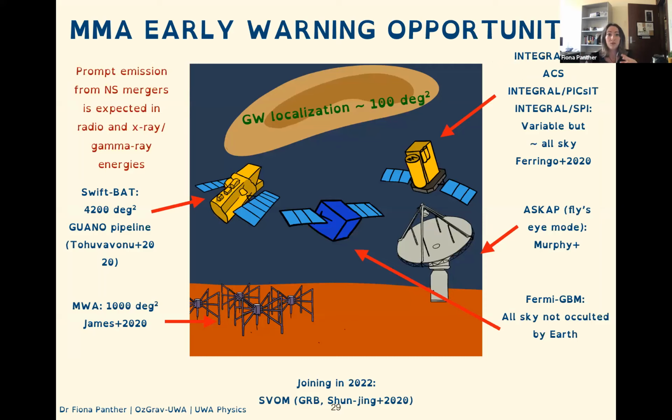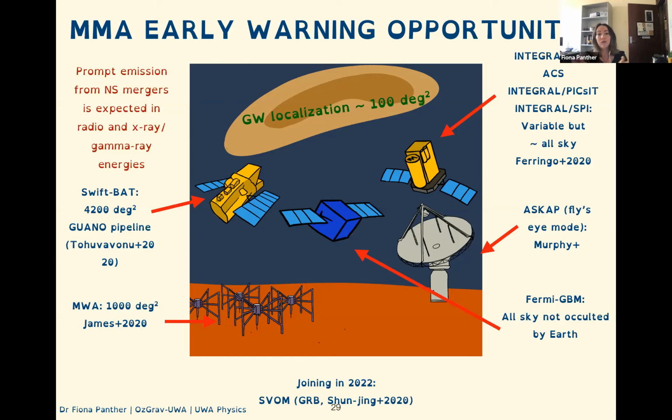The prompt emission from a neutron star merger is expected in radio, X-ray, and gamma ray. One of the first telescopes we would think to use, especially if something's in the southern hemisphere, would be MWA. MWA has an all sky mode where you just look at the whole sky, and this can respond within 15 seconds of getting that early warning alert, which is very, very quick.